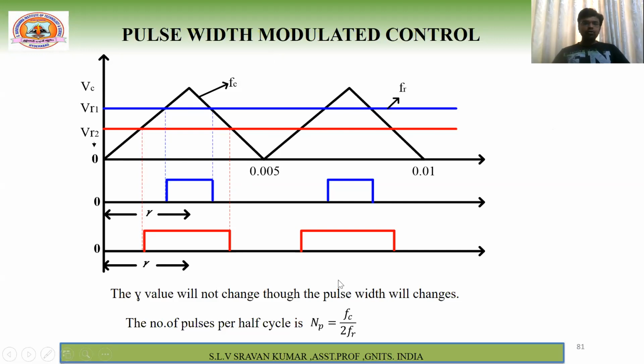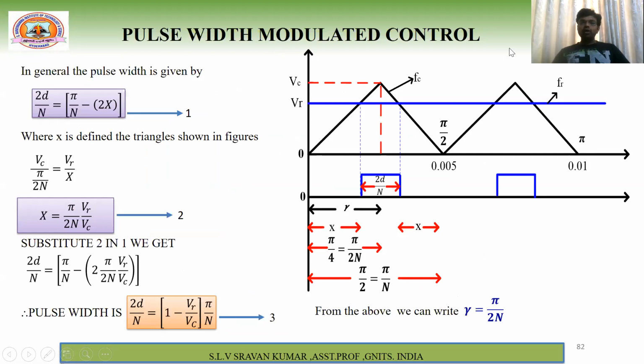Next, coming to one more important concept, here I have taken only one reference wave. I'm not using multiple reference waves. So here, this is pi, 0.01 means 180 degrees. This is pi by 2, meaning 0.005. Right. Now here I said whenever your triangular wave is greater than your reference wave, then you will get some pulse.